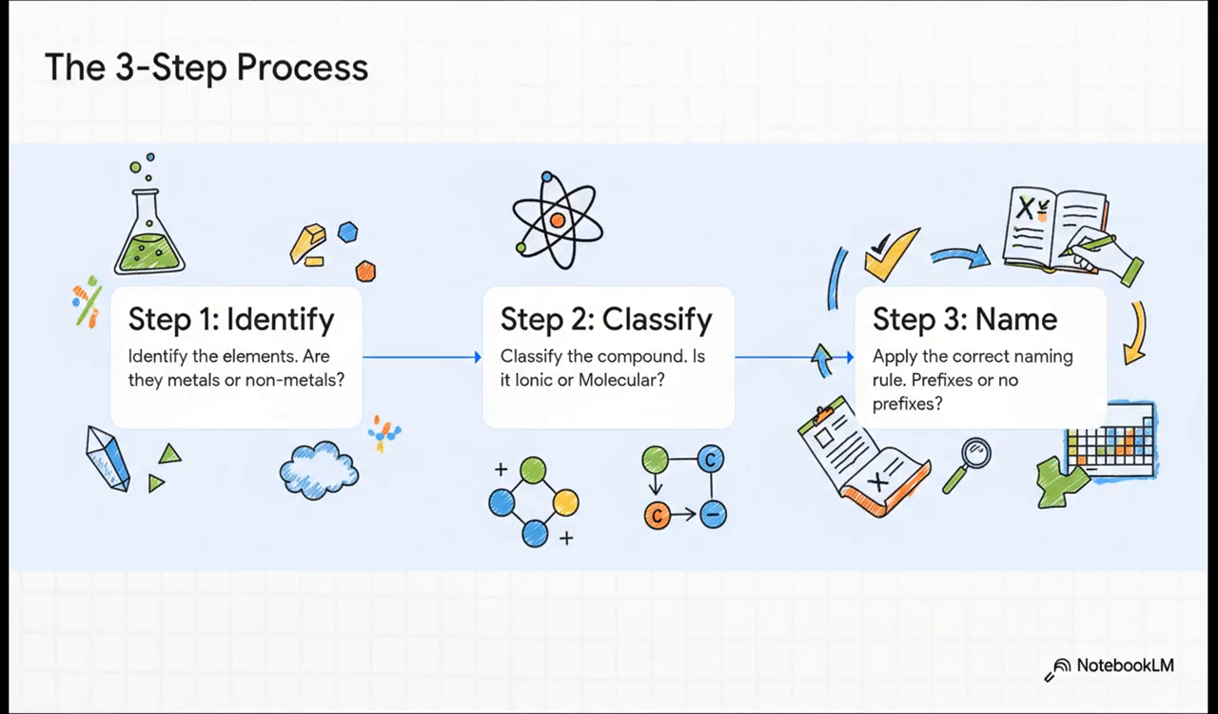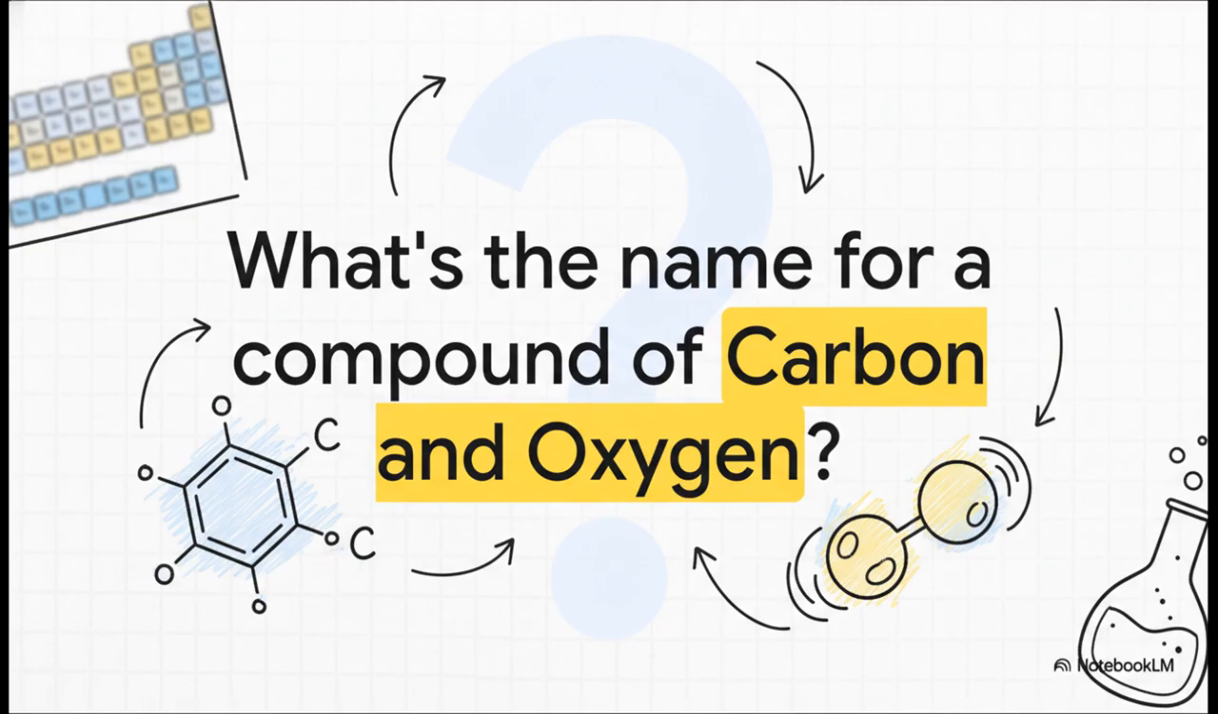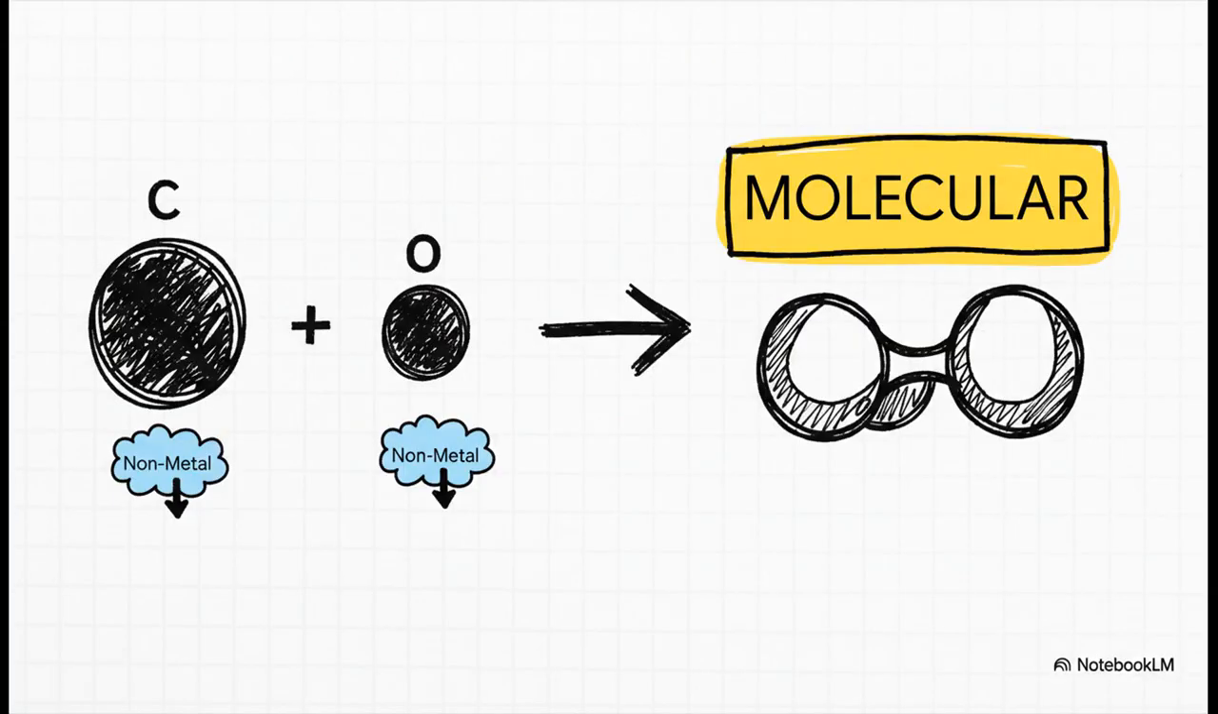We're just going to follow this simple 3-step process every time. First, figure out what the elements are. Second, decide which of our 2 families the compound belongs to. And third, apply the right rule. Easy enough, right? Let's do it. First one up, a compound made of carbon and oxygen. If you have a periodic table handy, great. If not, just follow along. What do you think?